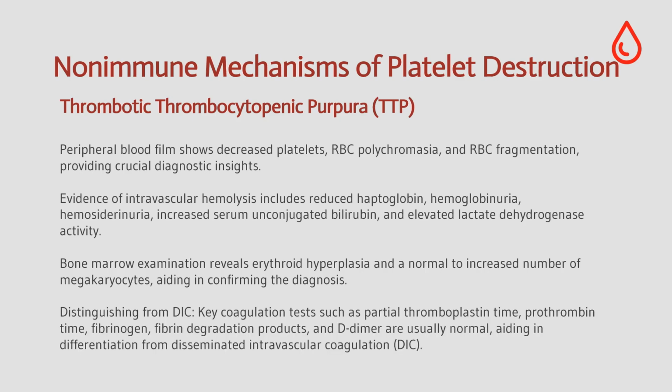Distinguishing from DIC, key coagulation tests such as partial thromboplastin time, prothrombin time, fibrinogen, fibrin degradation products, and D-dimer are usually normal, aiding in differentiation from disseminated intravascular coagulation, DIC.